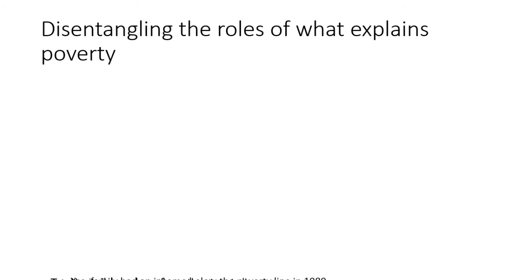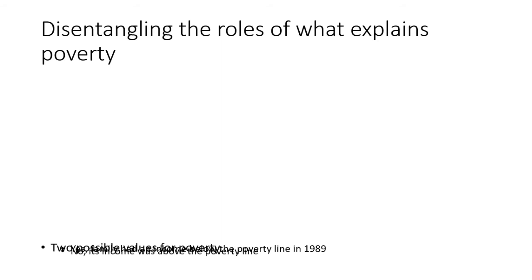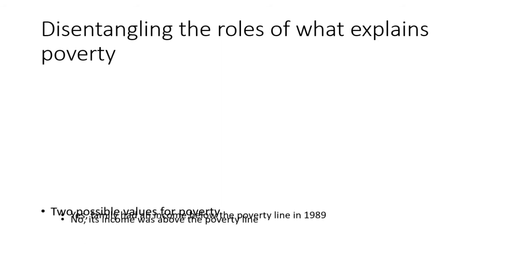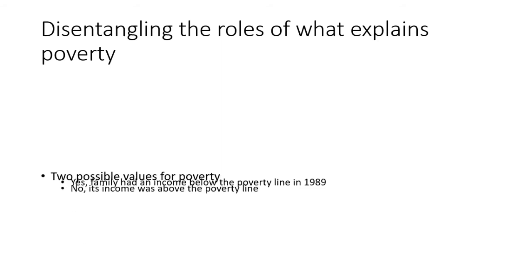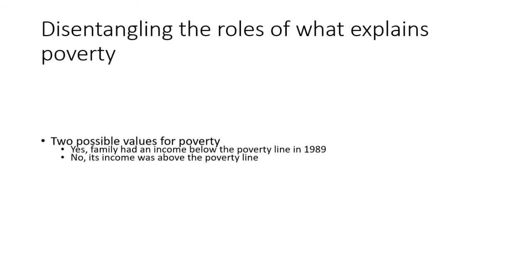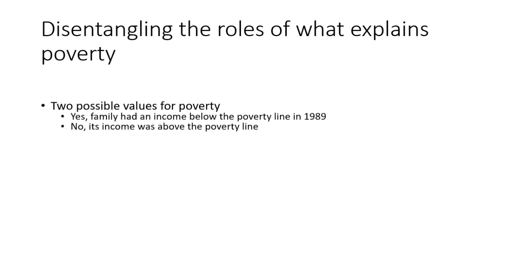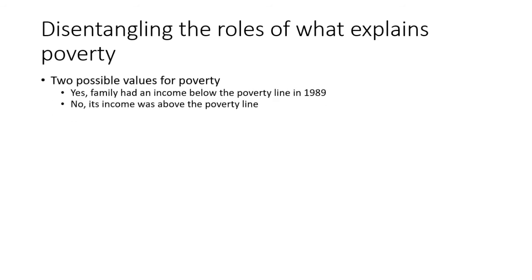So what the authors want to do is disentangle the roles of what explains poverty. They want to see 2 different values here. It's a yes or a no. Yes, family had an income below the poverty line. No, income was above the poverty line. Okay, so that's going to be the way that we establish if you're in poverty or not. So it's only those 2 possible values.